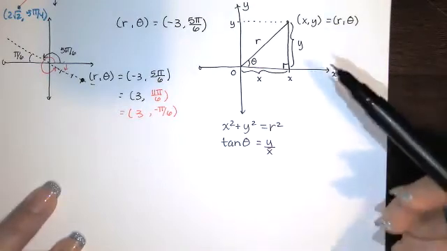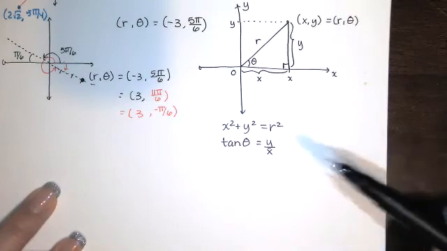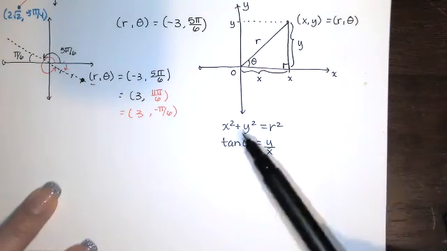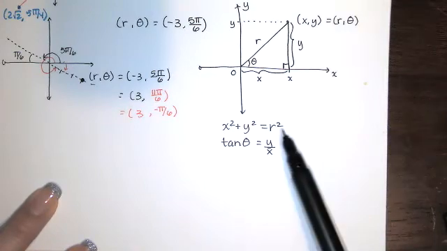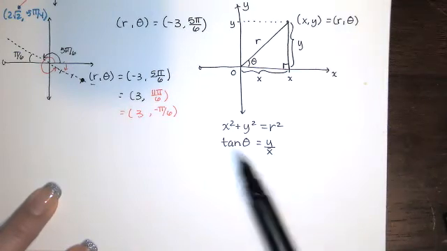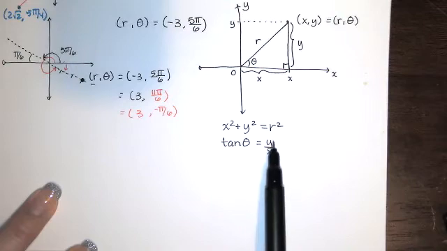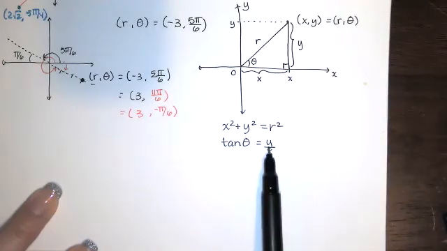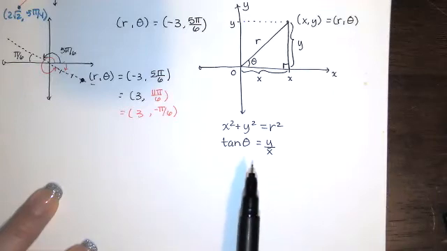These are great formulas for getting from x and y back to r and theta. If I know what x and y are, I just substitute them in and then take the square root, and that'll give me r. If I know what x and y are here, I can say tangent of theta is equal to that value. Now you have to be careful.